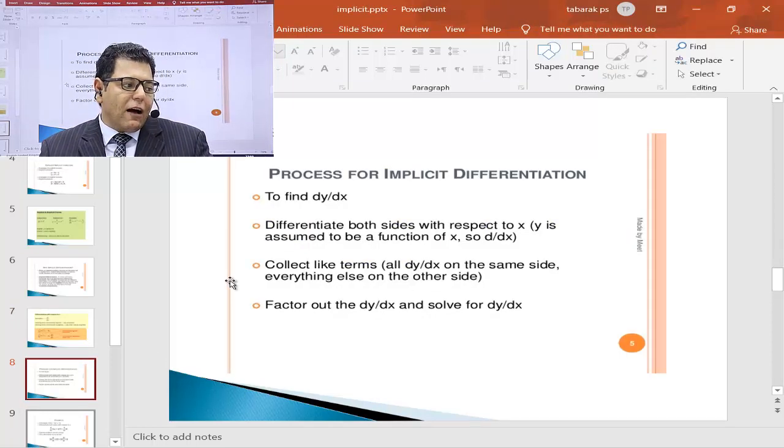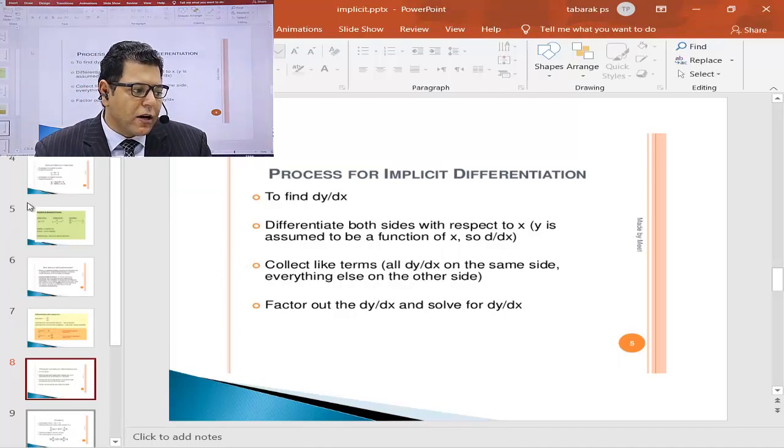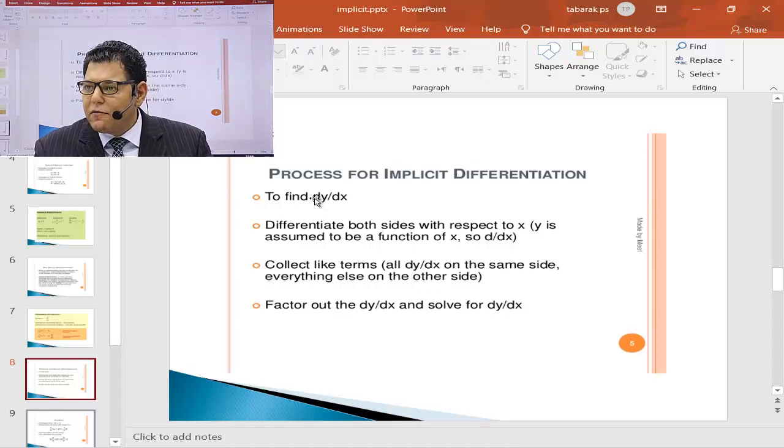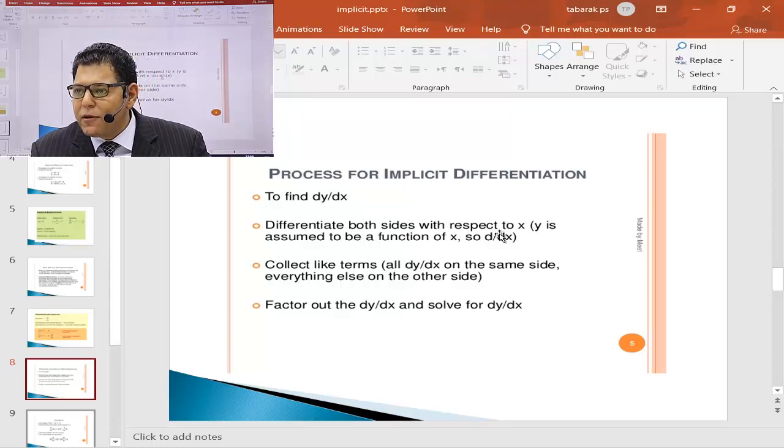Okay, I have some steps to solve any implicit function, a process for implicit differentiation. You have to follow these steps every time. Number one, differentiate dy over dx. We need to differentiate both sides with respect to x. Y is assumed to be a function of x. So I want to find d with respect to dx for both sides.